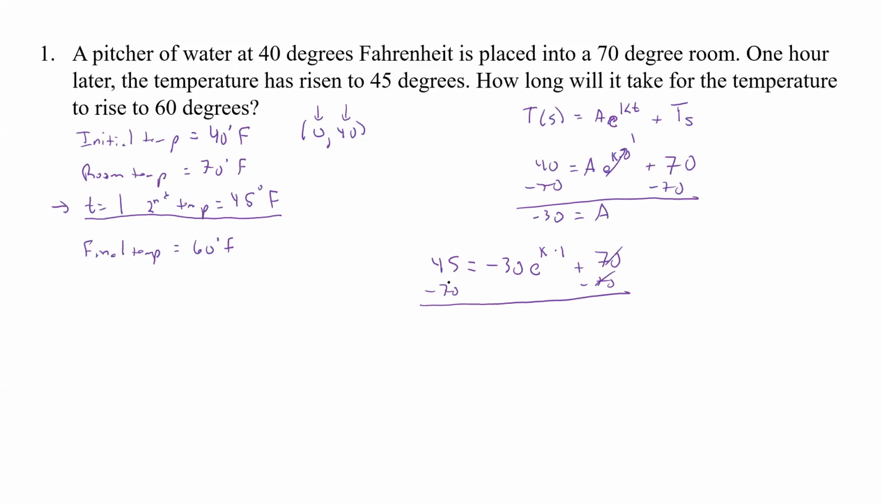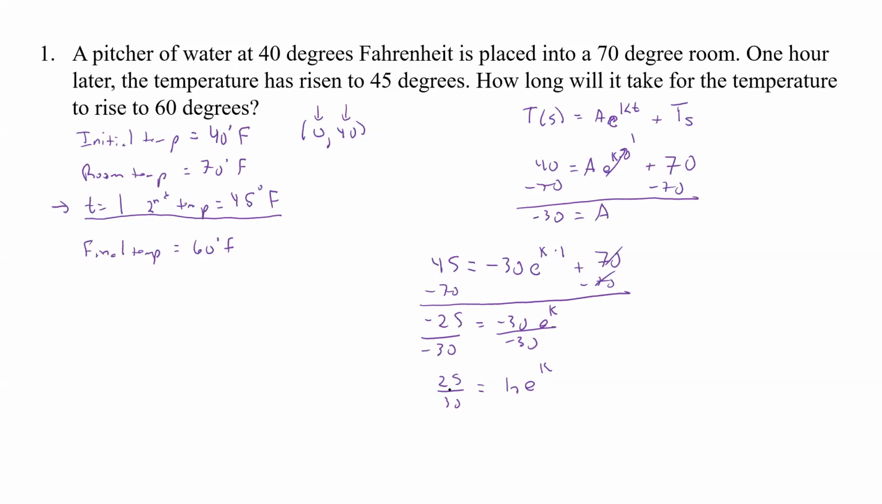So those are gone. So here we have negative 25 equals negative 30 e to the k, because k times 1 is just k. Now let's get rid of the negative 30 by dividing both sides by it. So we have 25 over 30. I'm not going to reduce it, but you could reduce it to 5 over 6 equals e to the k. Well, how do we get rid of that?